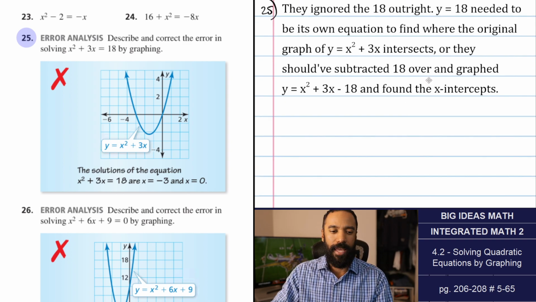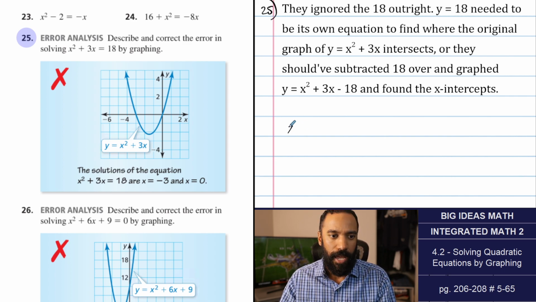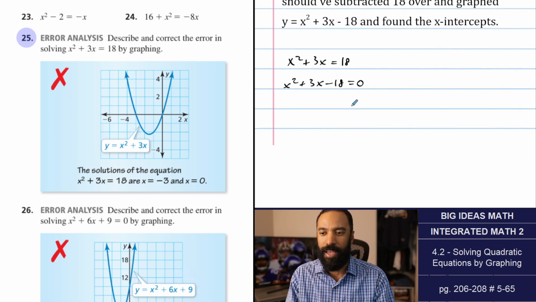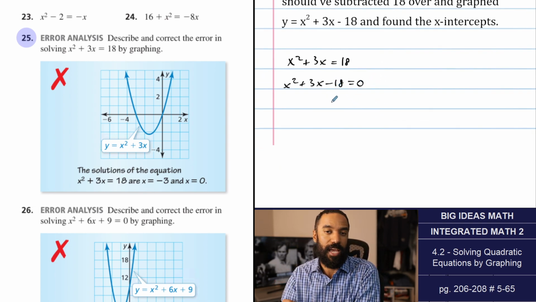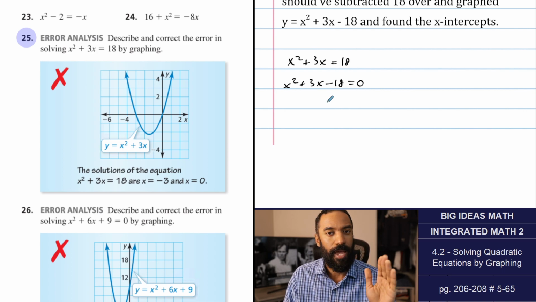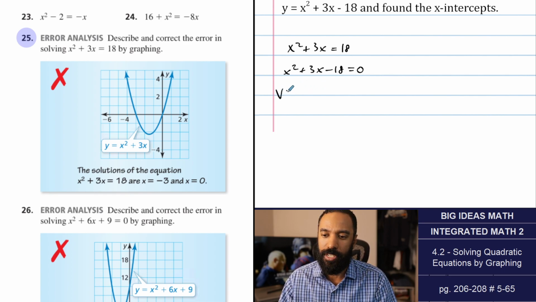We're going to go ahead and see x squared plus 3x equals 18. Subtract that over. X squared plus 3x minus 18 equals 0. And let's go ahead and graph that guy. Now, this is factorable. It factors to x plus 6 times x minus 3. So we should get x-intercepts of 3 and negative 6. They got negative 3 and 0. Obviously incorrect.